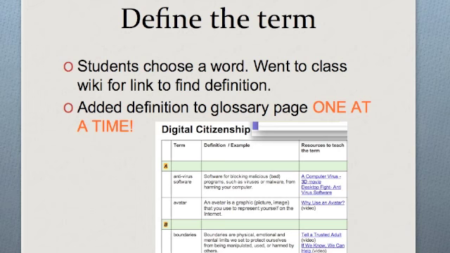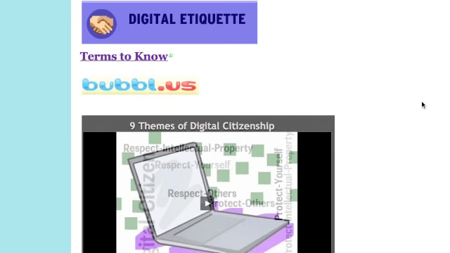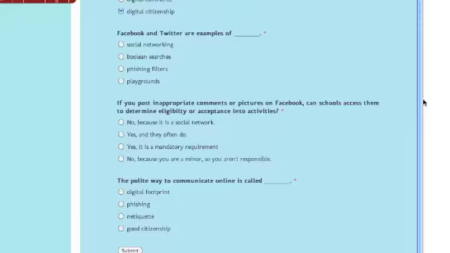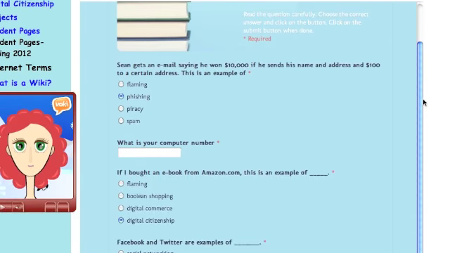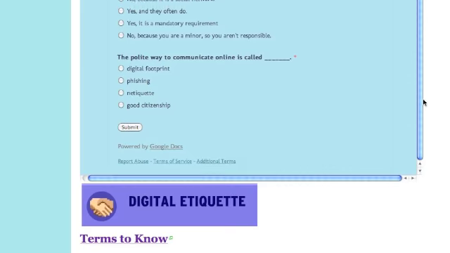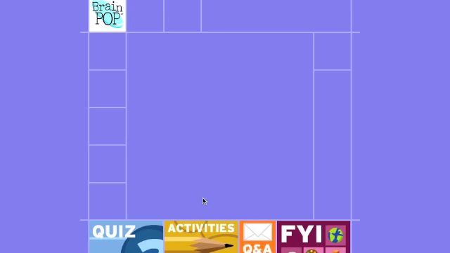So right now I'm going to move into my wiki page, and you'll notice how I set it up here. Here is my pretest, and then we moved into, I only had 5 questions. The digital etiquette is the video that the students watched, and it's from Brain Pop.